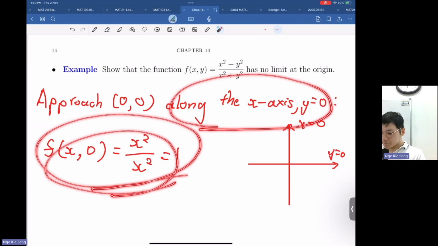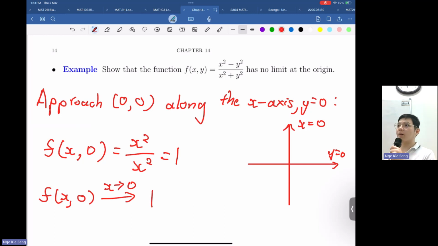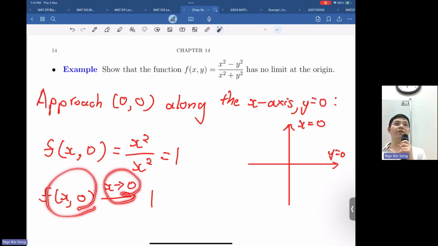And if I take x going to 0, then f(x,0) is just going to 1. Understand? Because it is a constant function, no matter where I go, I always get 1.